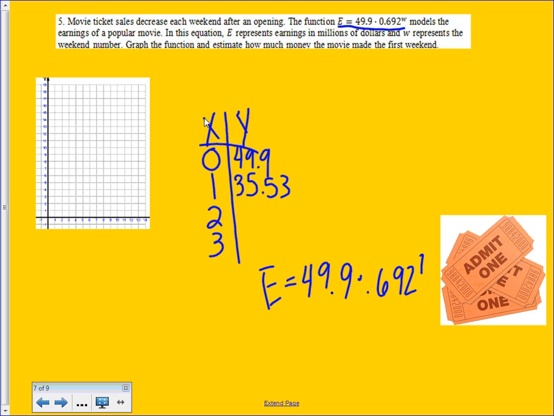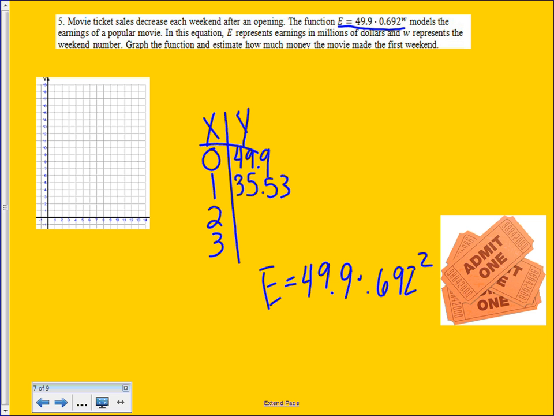Now we're going to raise it to the second power. So part of the trick in this is learning to use your calculator correctly. So I encourage you guys to get help on that, because sometimes it's as simple as you're entering it into your calculator wrong. So why don't you be practicing and making sure you can get what I'm getting. So next you're going to take 49.9 times 0.692 raised to the second power.